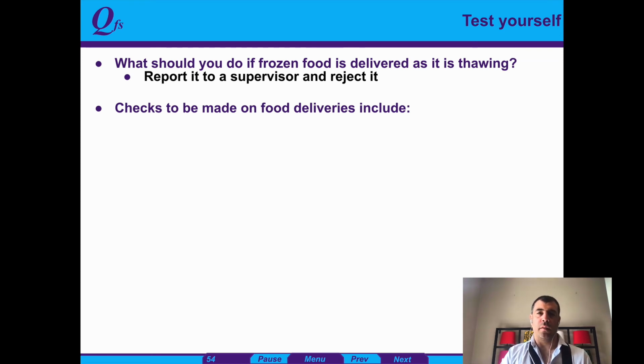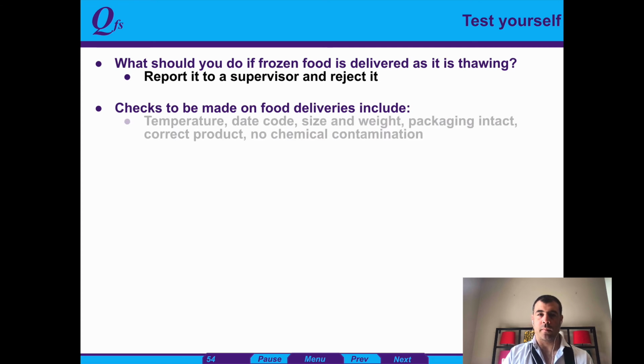Checks to be made on food deliveries include. So what would you look for? If you had a checklist, what would you put in this checklist? So temperatures, date codes, size and weight, packaging needs to be intact. You need to check that you have the correct product and that there is no chemical contamination. But you also need to check the condition of the delivery vehicle.